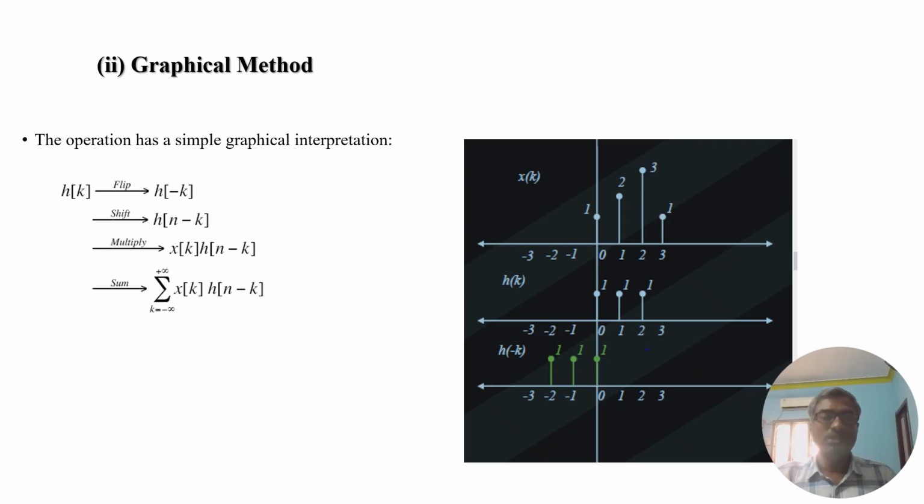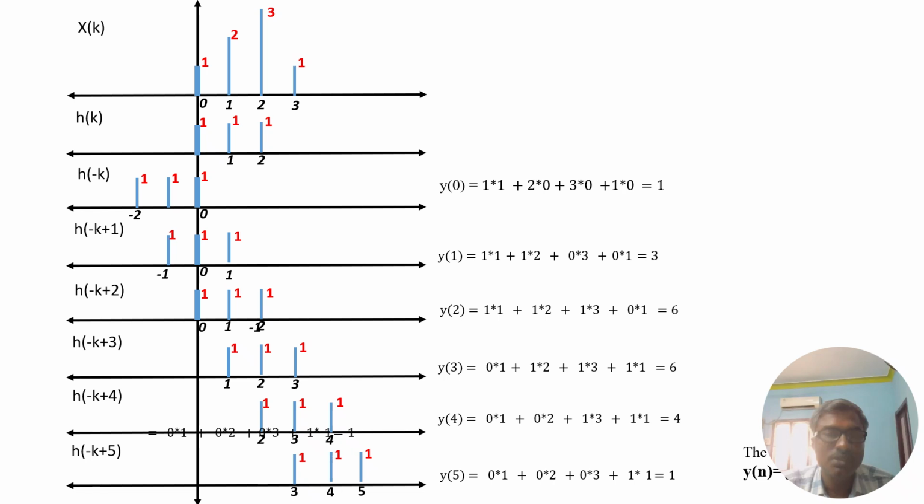In the graphical method, the magnitude of the input sequence is plotted as shown in the first graph. Similarly, the magnitude of the impulse response is plotted, as shown in the third graph. Then the impulse response is time reversed. Here, as shown in the figure, x of k is plotted. At position n equal to 0, the magnitude of the sample is 1. Similarly, at n equal to 1, the magnitude of the sample is 2. At n equal to 2, the magnitude is 3. And at n equal to 3, the magnitude is 1.